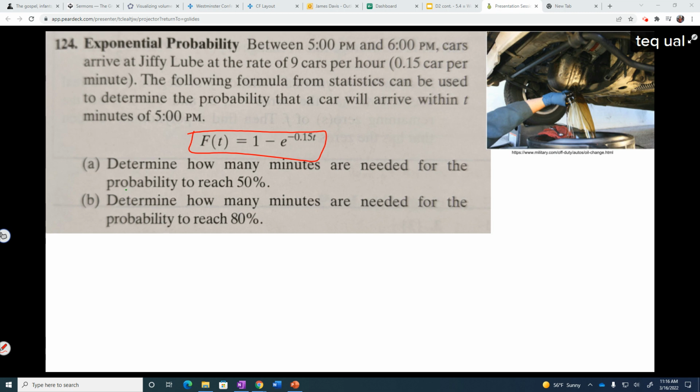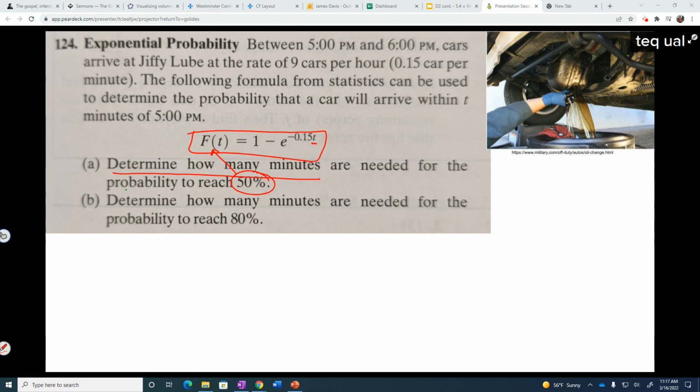So our first question is to determine how many minutes. That first part will tell us what we're trying to solve for, right? Determine how many minutes, so that means we're going to be solving for t, right? Are needed for the probability to reach 50%. It's maybe a little bit confusing what you do with this 50%. There's only one other place it could be plugged into, right? Where does that have to go? Yeah, it has to be here, because this is the time. Obviously it doesn't go there. That's the only other variable.